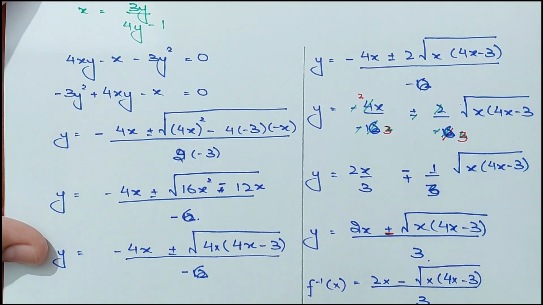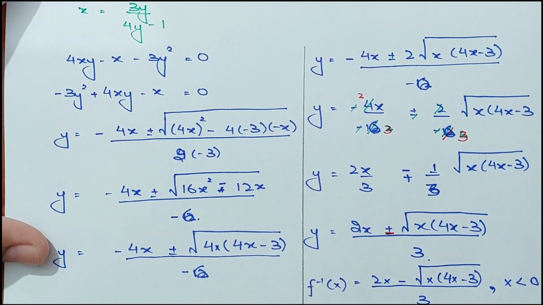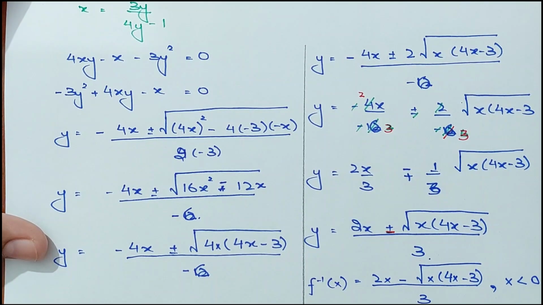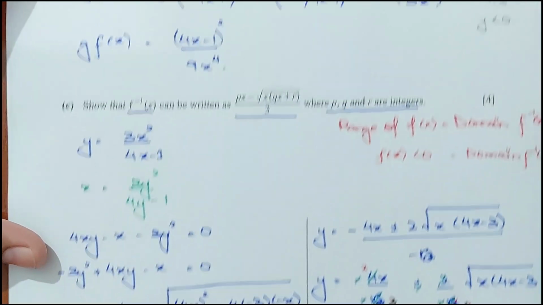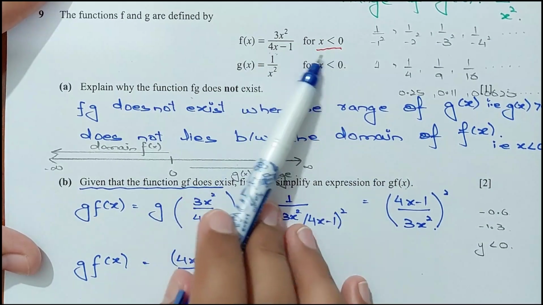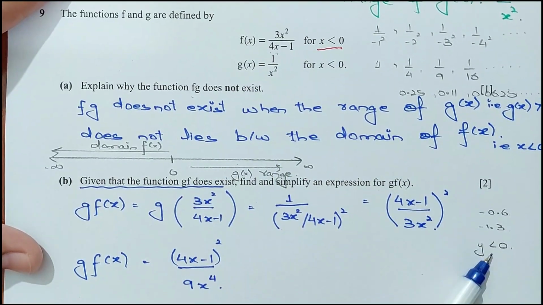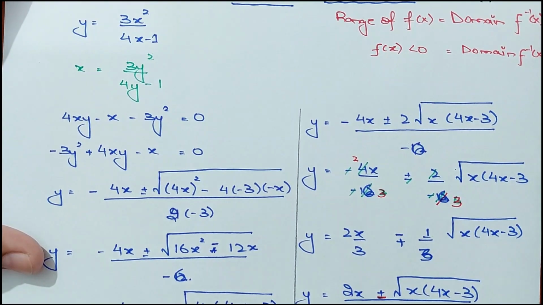Because the domain of f(x) is less than 0, that is why it is negative. We are not taking positive. And how I get this domain of f inverse of x, this would be equal to the range of f(x), and I check the range of f(x) by substituting the values, and these are all negative and less than 0. I hope this makes sense now.